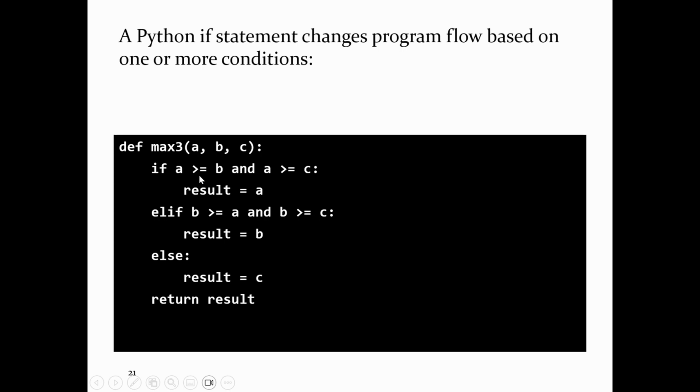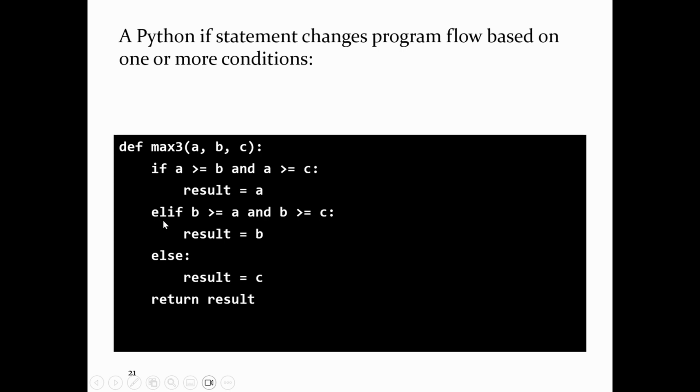I want to find the max of A, B, and C. So if A is greater than or equal to B, and A is greater than or equal to C, well, A must be the maximum value. So I'm going to make a variable called result, and I'll assign the value A to the result. And similarly, you can do the same thing for B.